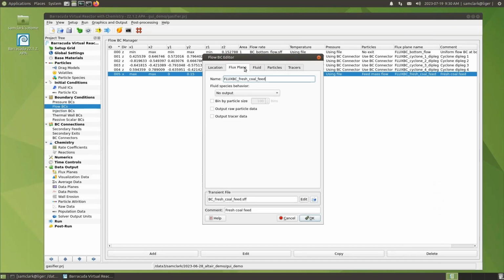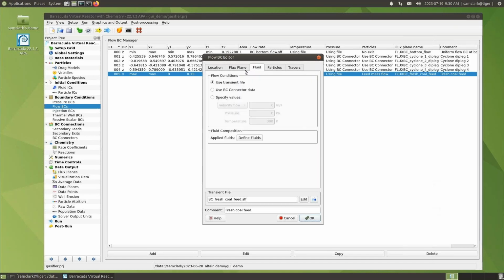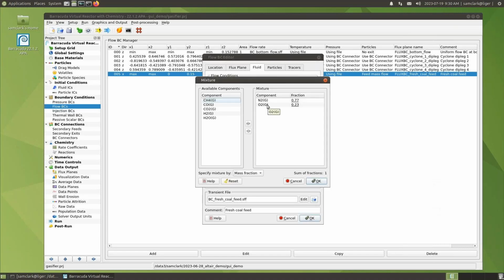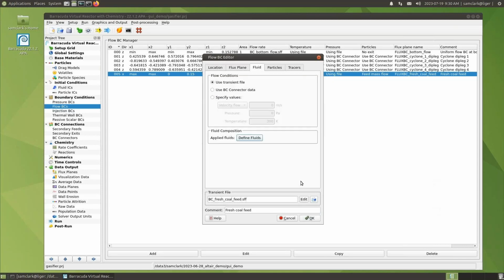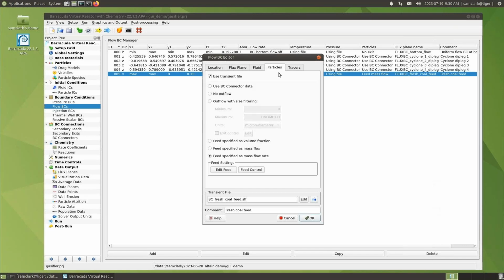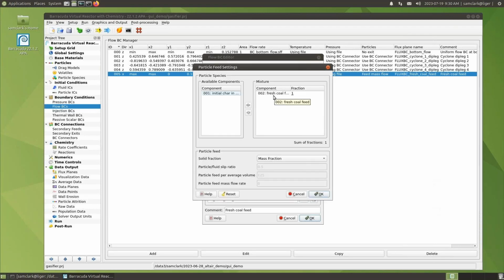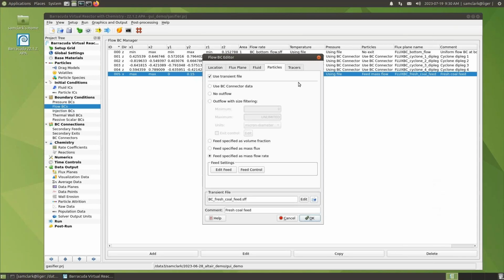You can gather a lot of information at boundary conditions using a tool that we call flux planes. This will measure fluid flow, particle flow, energy at that location. All sorts of information is available there. You can specify what fluids are being fed in at a specific location. So here we have a mixture of nitrogen and oxygen. Those are there, and they can react if you define reactions that involve those species. You can define how particles are being fed into the system, what mixture of particles, what their flow rate is, all those types of things.